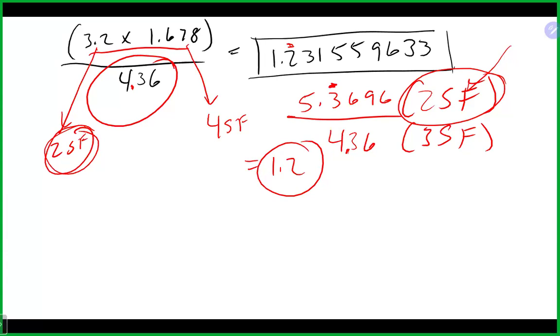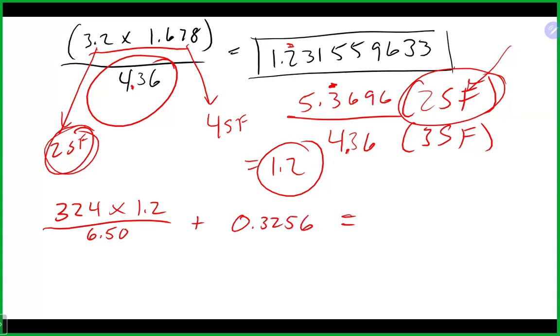All right, let's take a look at another one here. Let's say we did 324 times 1.2 divided by 6.50. Then we will add 0.3256 to it. All right, see what you get. I'll do it as well. Even try to hit the right numbers in there. See how we do. That'd be good.